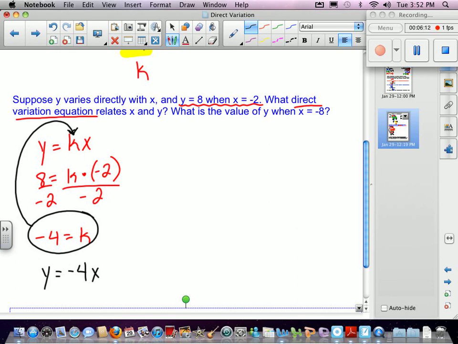Alright, so now I can actually take that and substitute it in right here where we have x equals negative 8. y equals negative 4x, so negative 4 times negative 8. So the value of y is going to be 32.